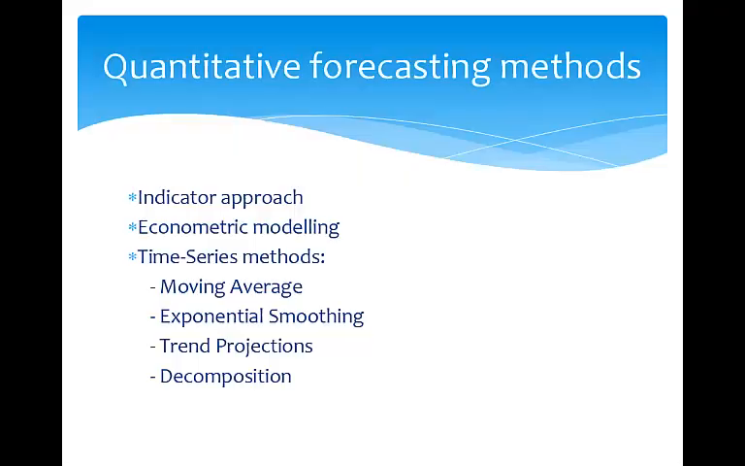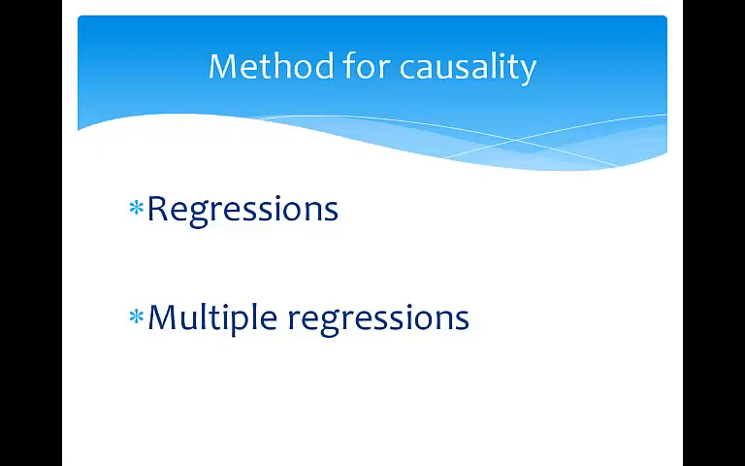Techniques that can be categorized as quantitative include the indicator approach, econometric modeling, and time series methods. Time series methods include moving average, exponential smoothing, trend projections, and decomposition. There are also methods that can help organizations to determine the correlation between different variables in order to find out the causes or consequences of certain issues. These methods are regression analysis and multiple regression.